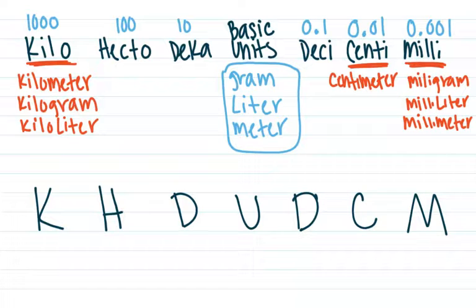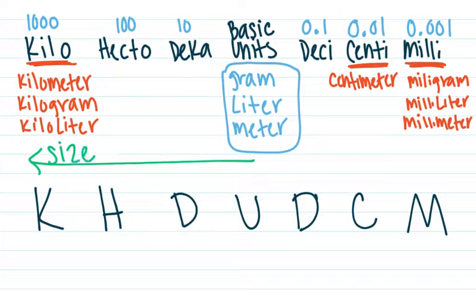Now, we need to remember the order, because the order is really important. As I move away this way from basic units, the size of what we're talking about is getting bigger. Typically, what that means for my number is that my number starts to get smaller. 1,000 grams is only 1 kilogram. So if I start moving to the right, my number gets smaller because the size of what we're talking about gets bigger.